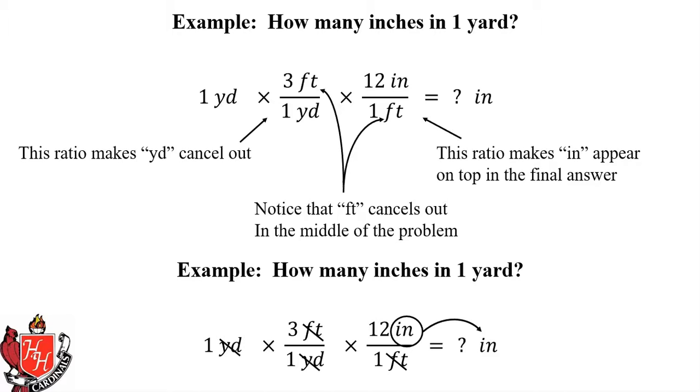But we're still not done with the problem. What we have to do now is, since we know the units of measure line up properly to give us inches in the end, we now do the math. So you multiply everything on the top and divide it by everything on the bottom. So it's going to be 1 times 3 times 12 divided by 1 divided by 1. So just to keep it simple, it's just 3 times 12.